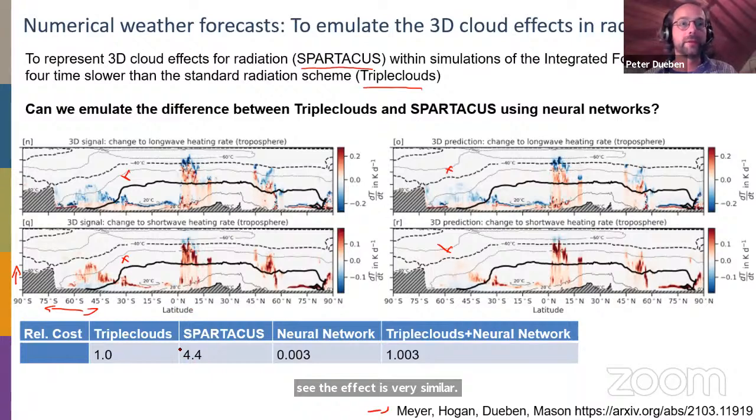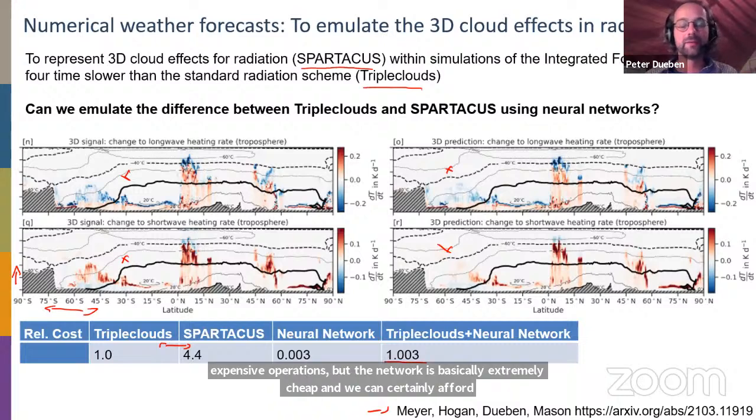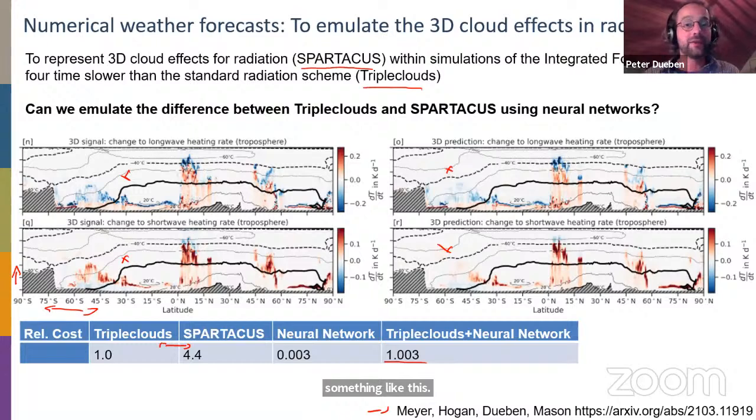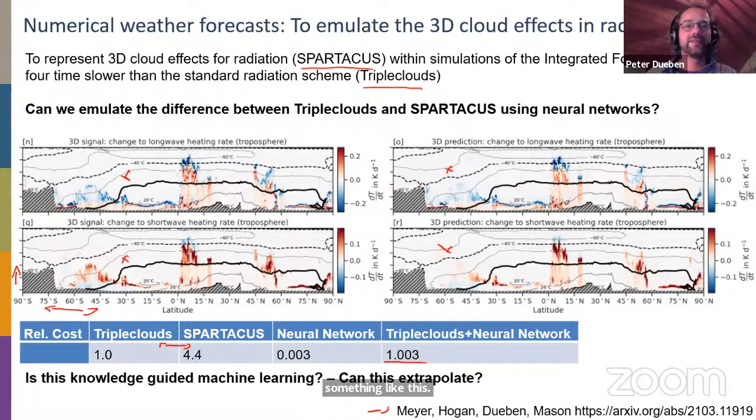But the neural network is really very, very cheap in comparison. Spartacus is 4 times more expensive than triple clouds, which means it's too expensive for operations. But the neural network is extremely cheap, and we can certainly afford something like this as an increase in computational cost.